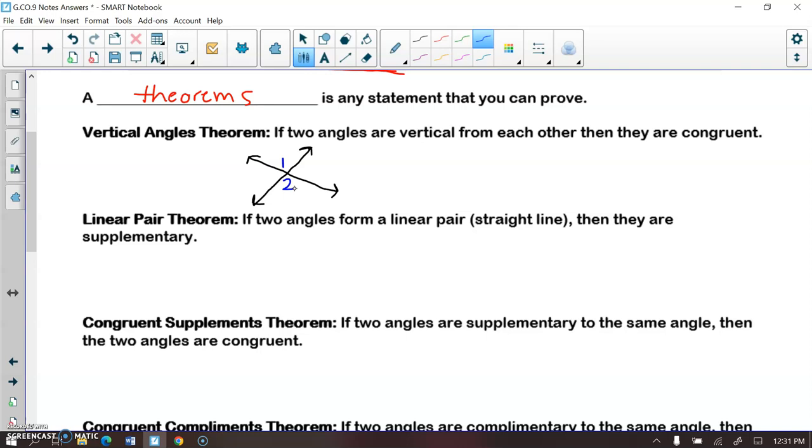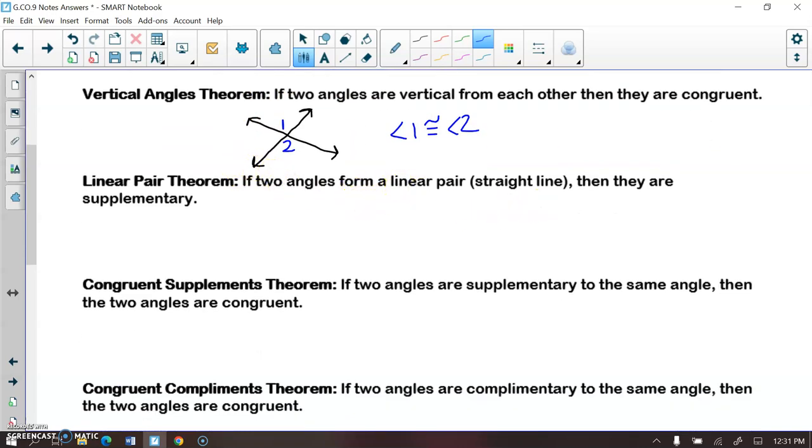And vertical angles are congruent. So we would say that angle 1 is congruent to angle 2. Let me rewrite that congruent symbol for you. So this is an example of vertical angles.